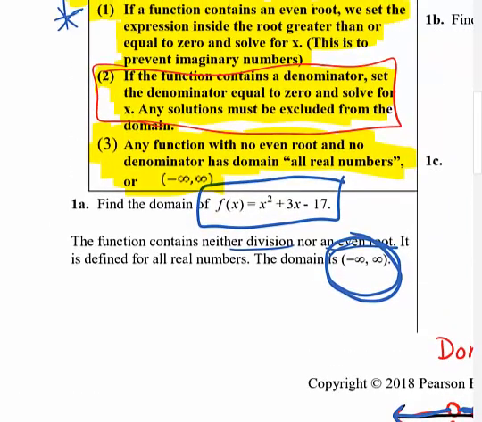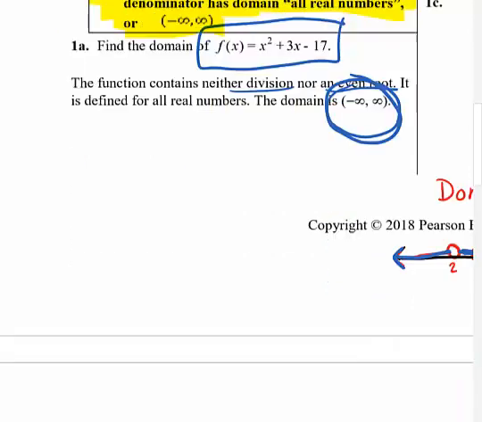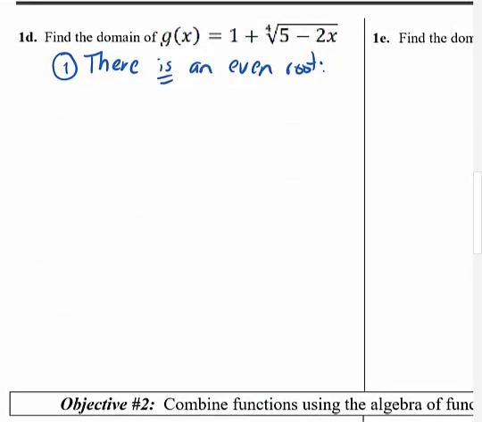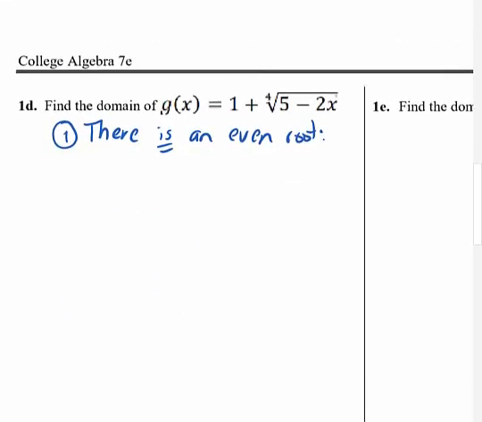It says, if the function contains an even root, we set the expression inside the root greater than or equal to 0 to solve for x. And this is to prevent imaginary numbers. Because what I don't want is to see a negative number inside here. That would be bad. And that would happen when that thing is less than 0, because less than 0 means negative. I want the opposite of that. So what I want is for this thing inside the root to be greater than or equal to 0, which means positive. 0 is okay, positive's okay.